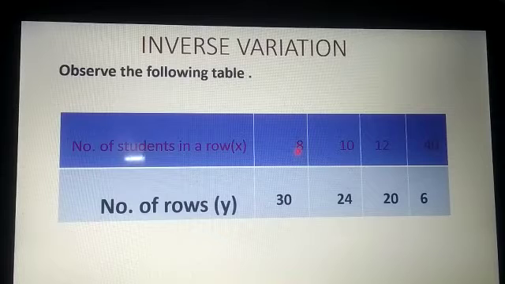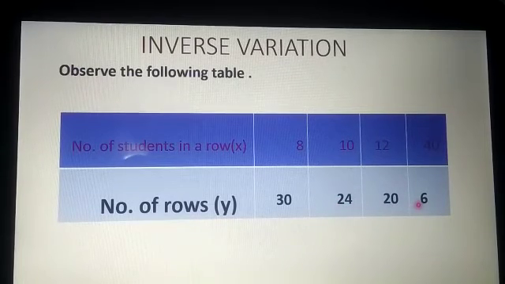See here, in each example the number of students in a row is increasing. First it was 8, then 10, then 12, and then 40. So the number of students in a row is increasing and the number of rows is decreasing. The number of rows in the first example is 30, then 24, then 20, then 6. This means when one quantity increases, the other quantity decreases. This is an example of inverse variation.